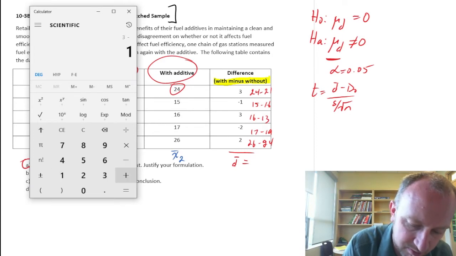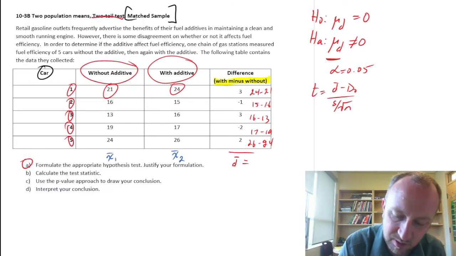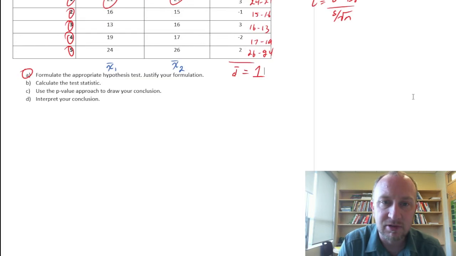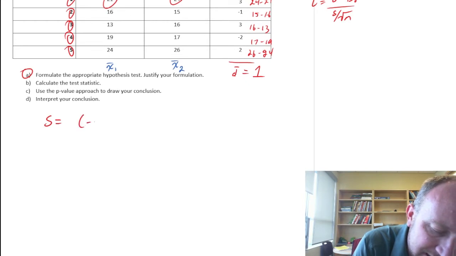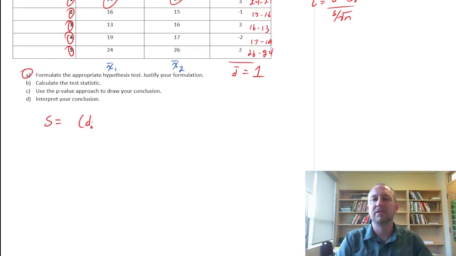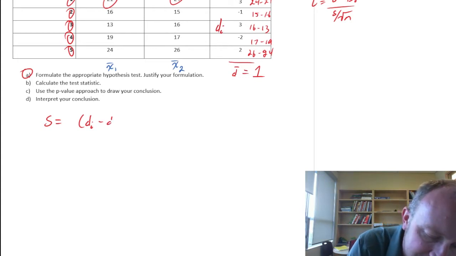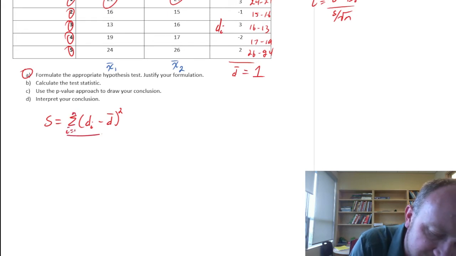3 minus 1 plus 3 minus 2 plus 2. So I have a total of 5, divided by 5 observations, so that's just going to be 1. And then for the sample standard deviation, I'm going to need a little bit more room. This is a bit more tedious calculation. So you remember that formula, we're looking at the differences between individual values. So d_i I'm using to denote an individual difference. So these are my d_i values, minus the d bar, the average difference, square it, add those up across n, divide by n minus 1, and we take the square root of all of this.